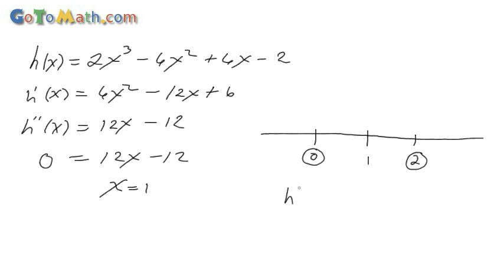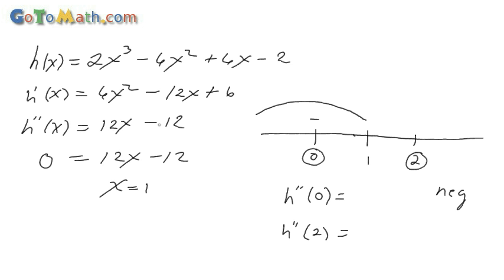And then of course we're going to go h double prime of 0, and all we care about is whether it's positive or negative, remember. So we plug 0 in and we get negative 12, so it's negative. That's all we care about. We know that it's concave down from negative infinity all the way to 1. Now you can choose any number to the left of 1. It doesn't matter.